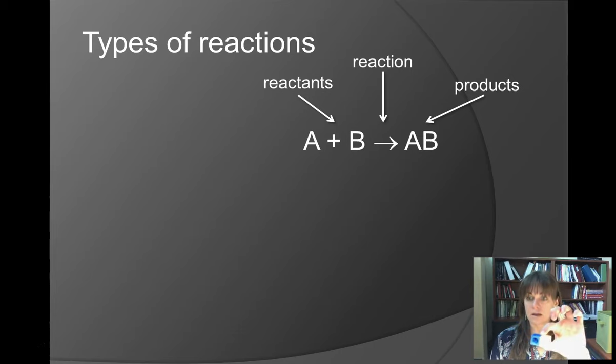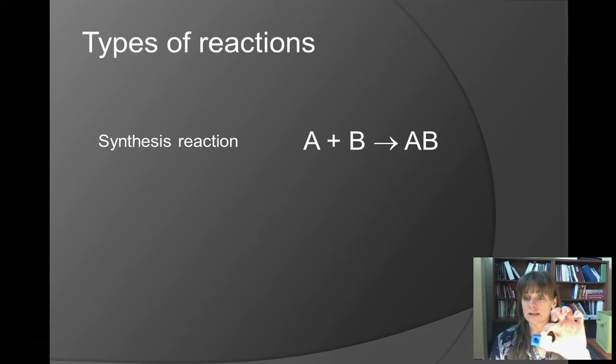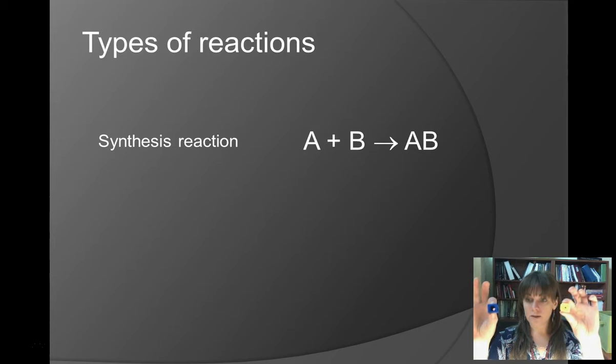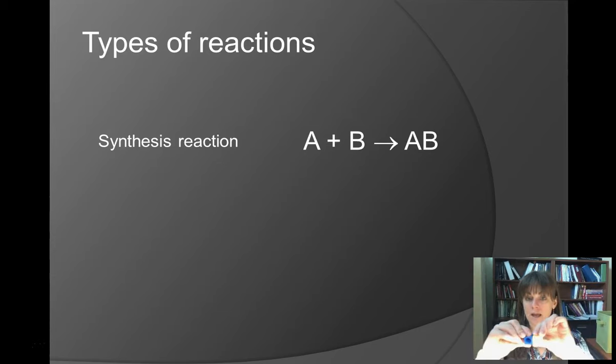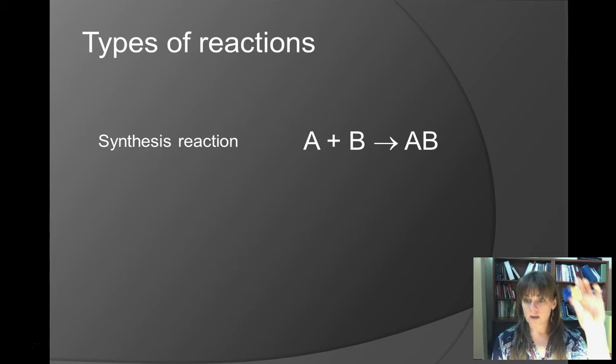Now this is a special type of reaction. It's called a synthesis reaction. Synthesis means to make something. And in this case, we're taking two small molecules and we're smushing them together to get a larger molecule.